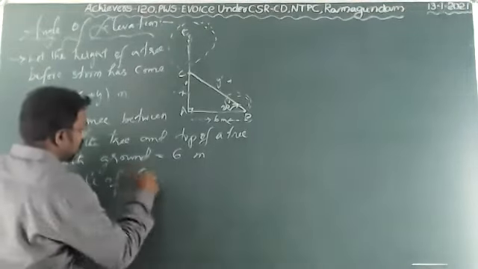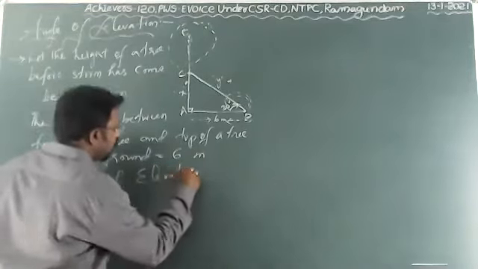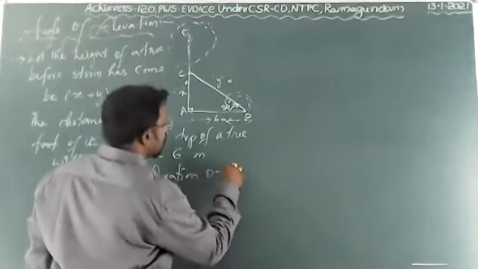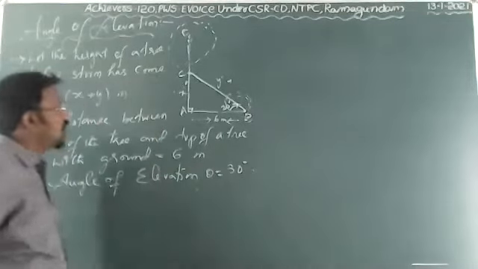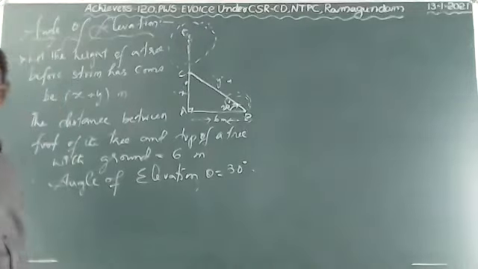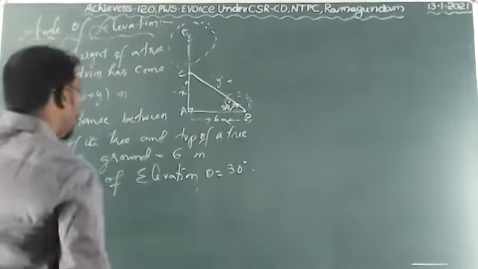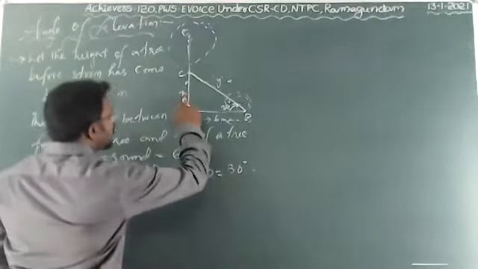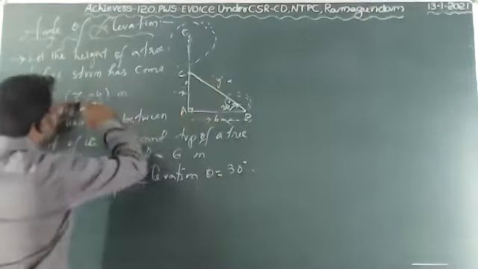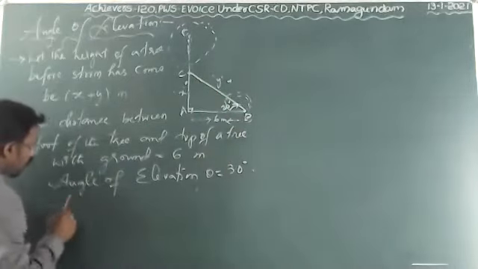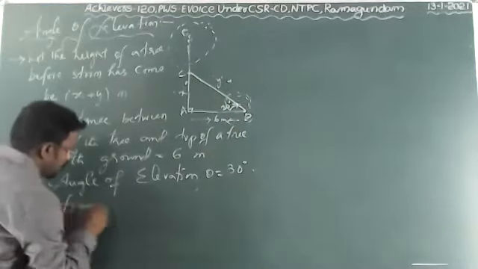Angle of elevation, that is nothing but how much? 30 degrees. Angle of elevation is 30 degrees. Here we have to find out. Yes. Now you write from the figure. You have already written this statement, and you have written the angle also. That means from the figure the statement will come.